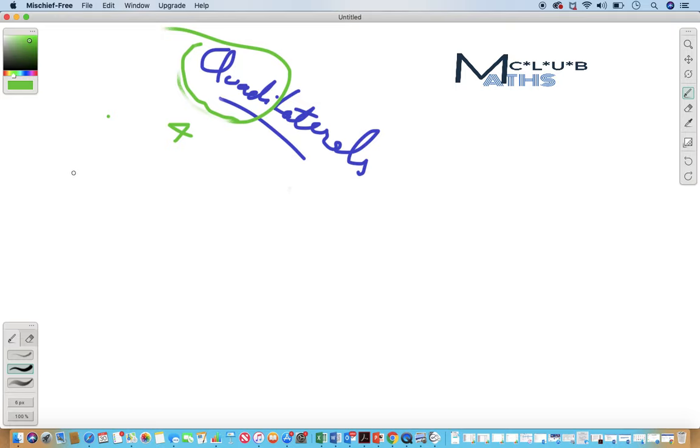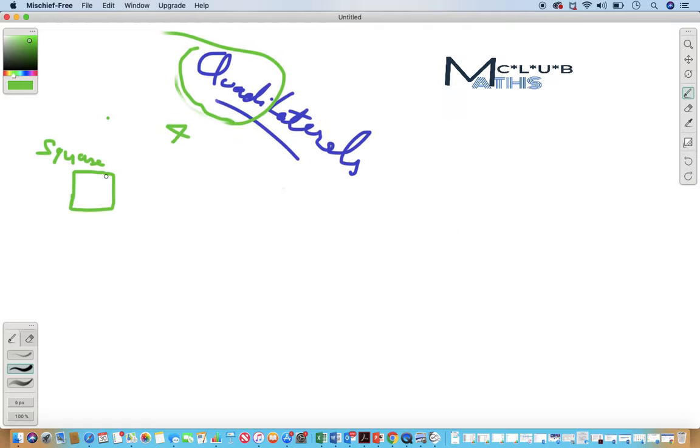Okay, I may not draw the figure correctly, but try to assume it. This figure, I'm saying, is a square, and I'm assuming that all the sides are equal. What a square is: all the sides are of equal length and equal size, and they all have four edges.